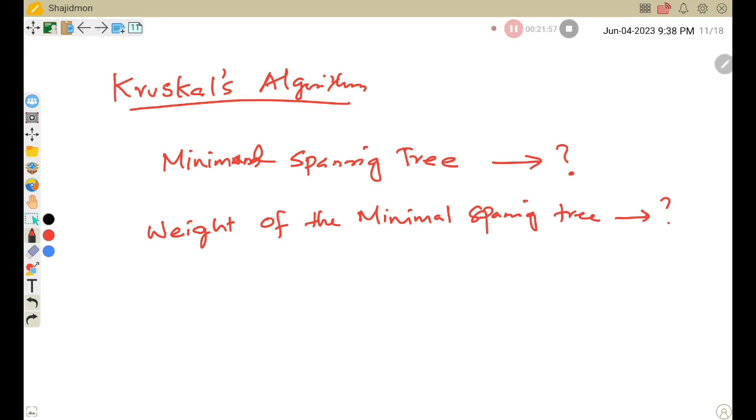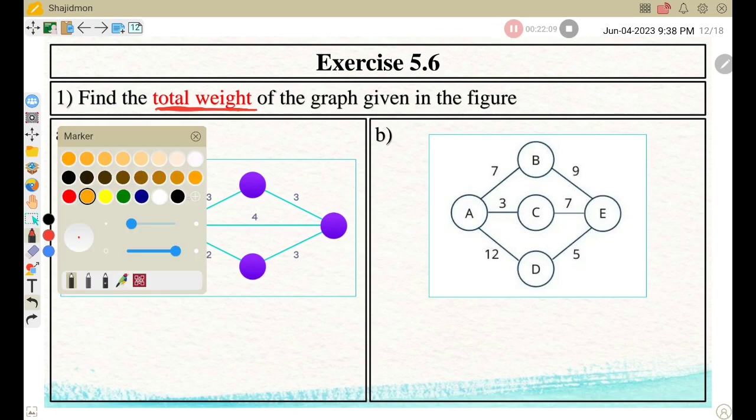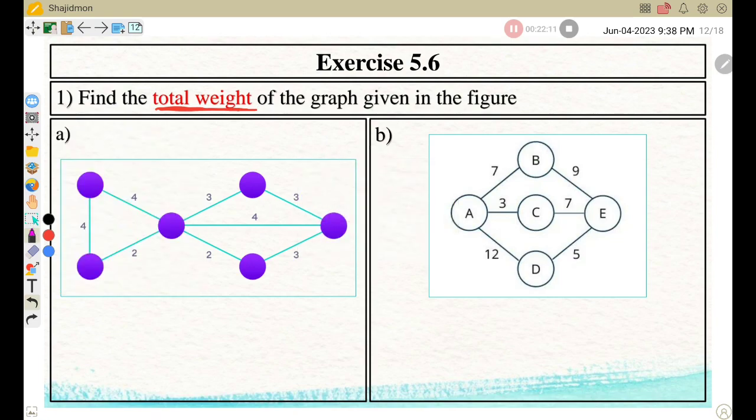Okay, now let me go to exercise 5.6. First question, find the total weight of the given graph. Only we need to calculate what is the total weight of the graph given here in the question. So the weight of the graph G we need to calculate. What we need to do? Just add all the weights here one by one.